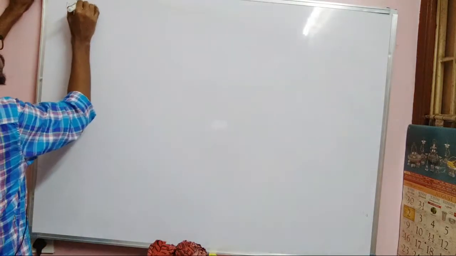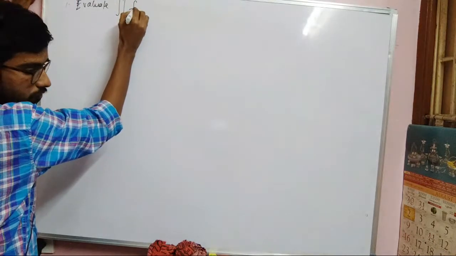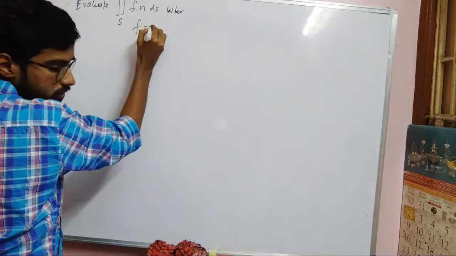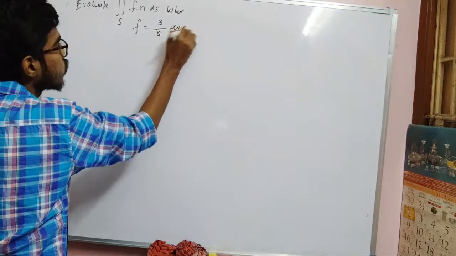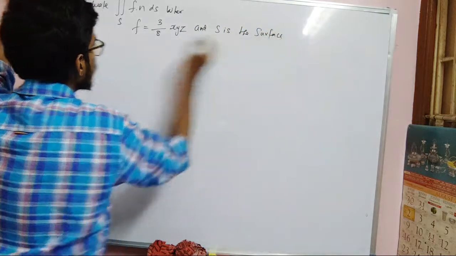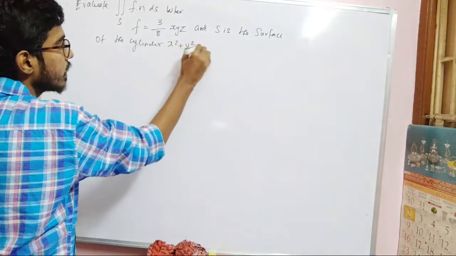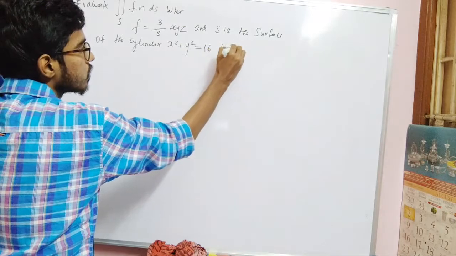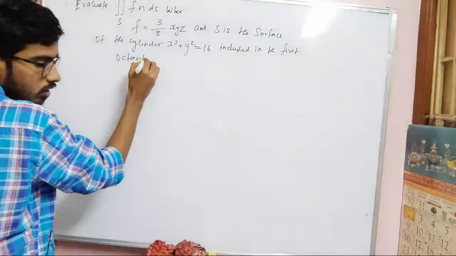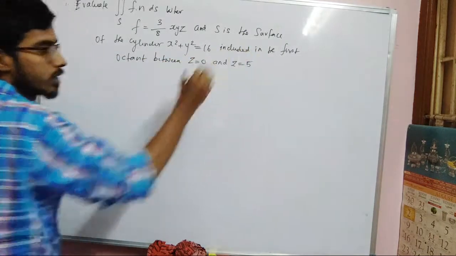The first problem is: evaluate the double integral over S of F dot n dS, where capital F is equal to 3 by 8 xyz and S is the surface of the cylinder x square plus y square is equal to 16 included in the first octant between z is equal to 0 and z is equal to 5. So this is the problem.